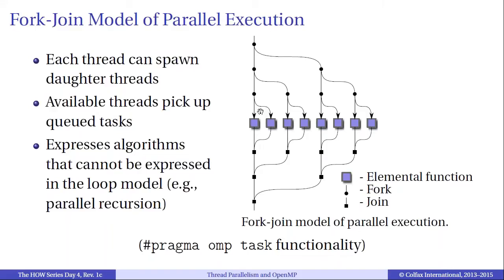OpenMP has functionality for this type of parallel pattern as well. And the clause in OpenMP that does that is task. So this is OpenMP task functionality. This is useful, for example, to implement parallel recursion. And we will see, for example, in session 9, that parallel recursion is a powerful method for some optimization techniques. For example, memory traffic optimization can be done by using recursive cache oblivious algorithms.